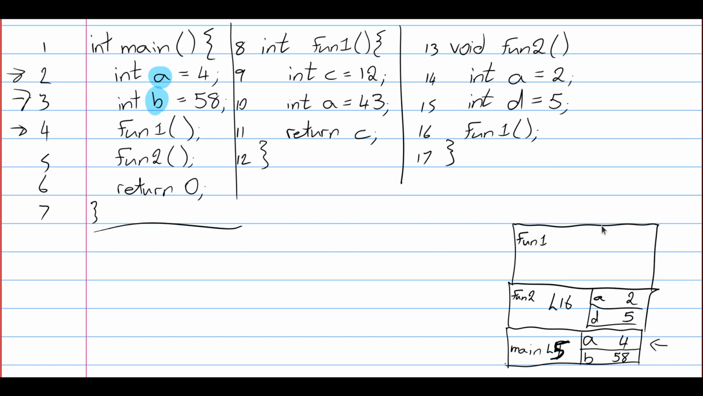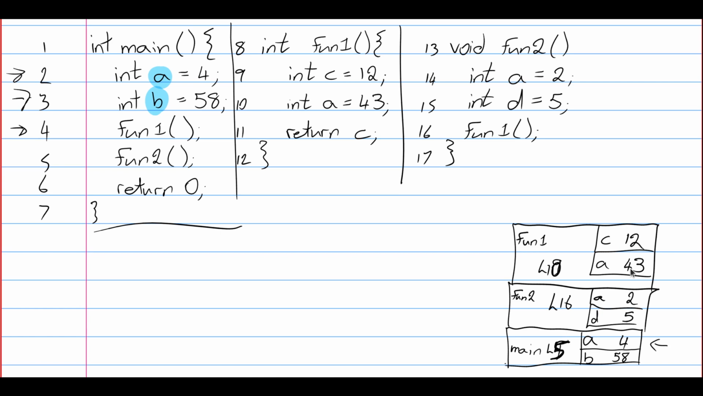So from there, we need to make sure that we have space for all our local variables, and so we have space for C, we have space for A, and we now go in, we're on line 9. On line 9, we set the value of C. So we save 12 inside that variable. We then go on to line 10, and so on line 10, we set the value of A to be 43, and then after that, we go return C.